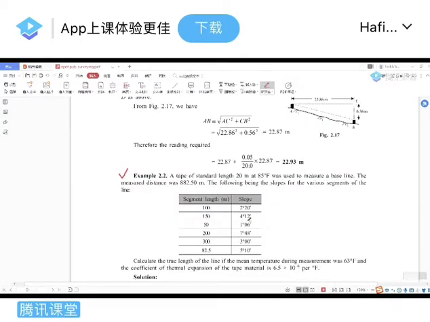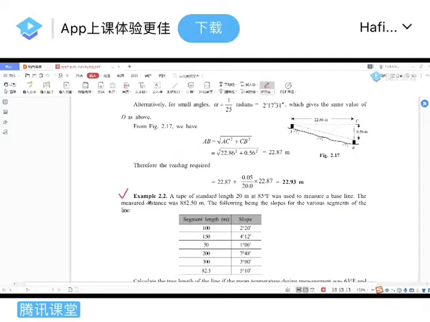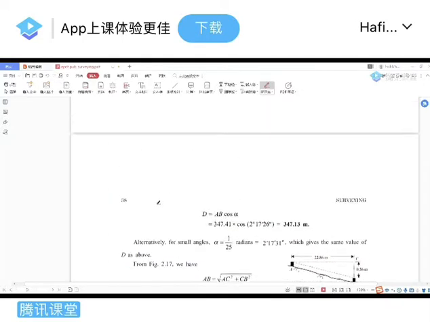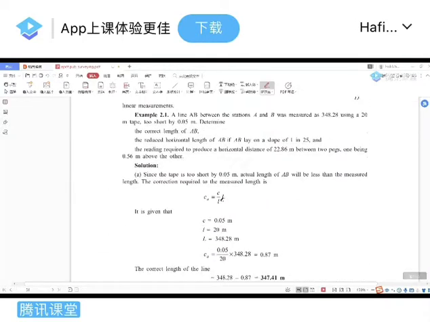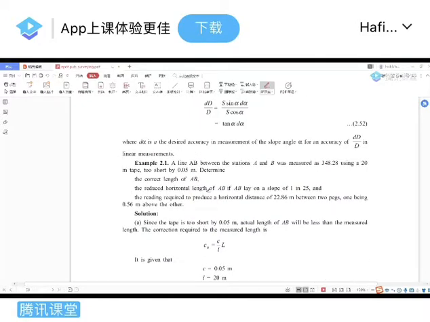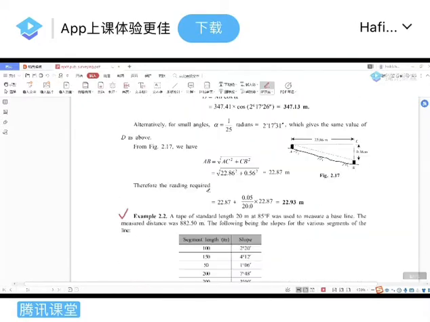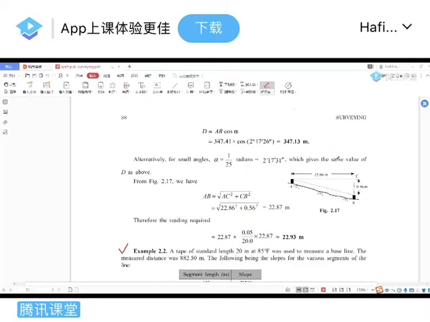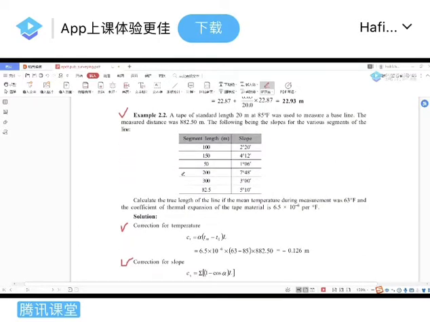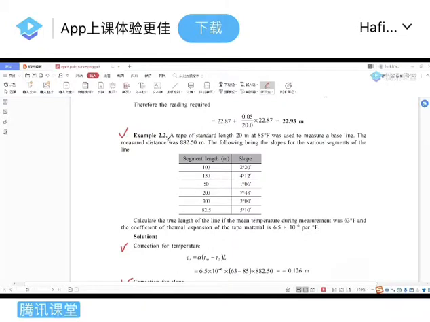Okay. Let's take a look at example 2.2 first. Of course, we have 2.1 over here. 2.1, we already did this bit, so probably you don't have to spend much more time on this one. If you're interested, you can take a look again, and any problem, raise your hands. Okay, let's continue. A tape of standard length, this one.